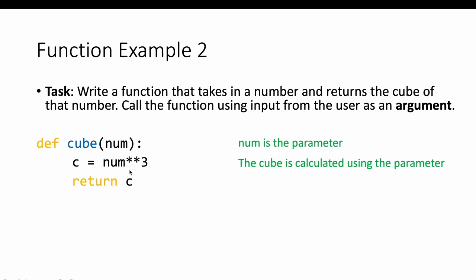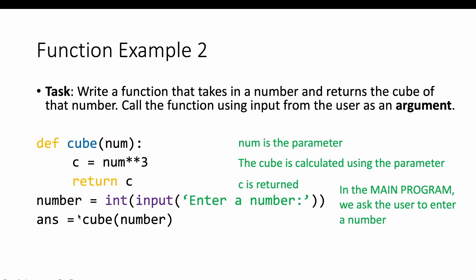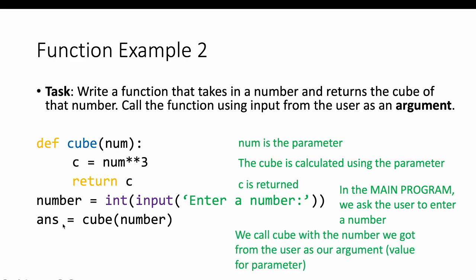So we're not printing it inside of our function, we're returning it, and then outside of our function we're going to ask the user for the number to be inputted. We call the function cube with that number. Whatever is returned, that c, is going to be stored in the variable answer, and then we can output answer, or like I said, do whatever we need to do. Remember, these are quite small programs. In the real world, your programs are going to be a lot longer.